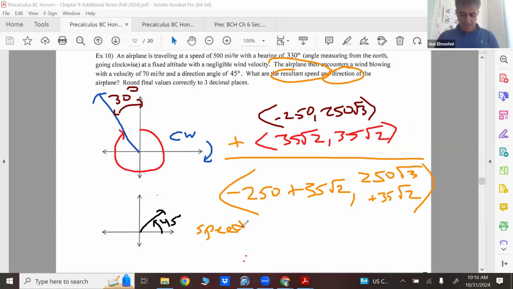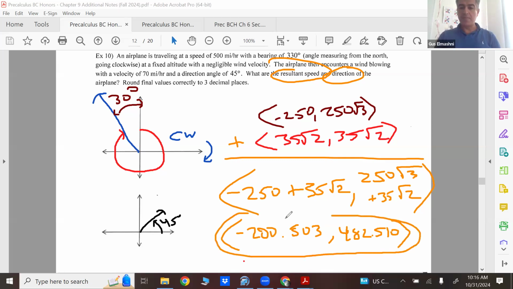Now, in the interest of making the numbers pretty easy to deal with, I'm going to convert these to decimals. That's probably a good idea. So if I convert these to decimals, I should get, and just trust me, I'm just copying the notes, you get that. And you get 482.510. So that's my resultant vector. I simply added them. I used a calculator. Yep, that's all I did.